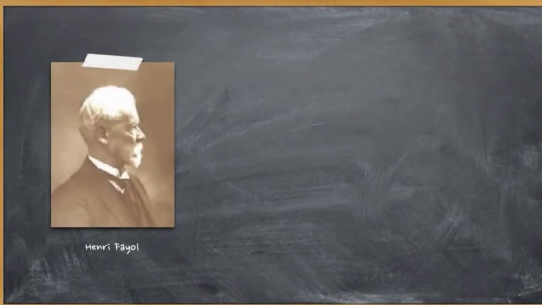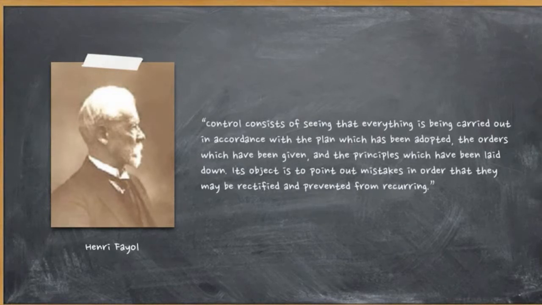According to Henri Fayol, who developed a general theory of business administration in the early 20th century, control consists of seeing that everything is being carried out in accordance with the plan which has been adopted, the orders which have been given, and the principles which have been laid down. Its object is to point out mistakes in order that they may be rectified and prevented from recurring.